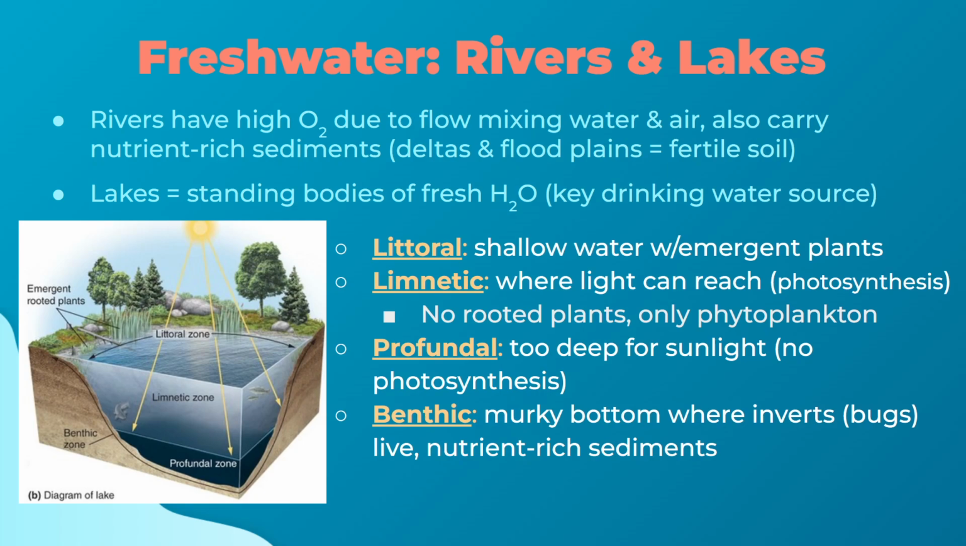Then we have the profundal zone, which is too deep for light to reach, so there's not going to be any photosynthesis happening in that zone. Then finally we have the benthic zone, which is kind of like the murky bottom of the body of water, and it's going to feature things like invertebrates that are going to live in that murky bottom, and the soil that's down there is going to be very nutrient rich because of all the sediments that contain organic materials from the other organisms that live above it.